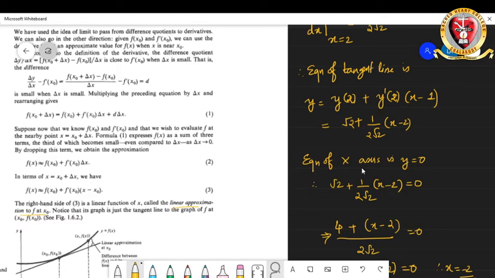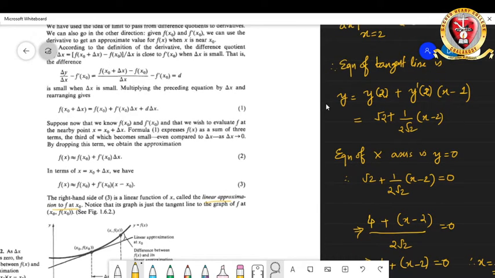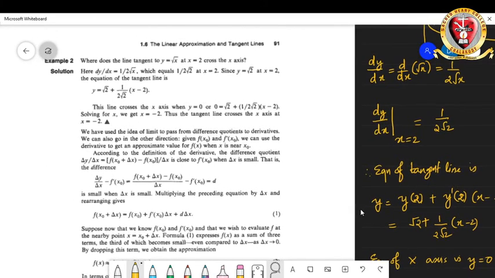And we know that the equation of the x-axis is y is equal to 0. We are asked when they will cross, when the tangent line and the x-axis will cross. So that means we have to equate both of them. Here y is equal to this term, and also we know the x-axis is y is equal to 0. So we equate both of them. Then you get root 2 plus 1 by 2 root 2 into x minus 2 is equal to 0. Then you simplify it, and finally what you get is x is equal to minus 2. So when x is equal to minus 2, our condition is satisfied. That is when the line tangent to this function will cross the x-axis.